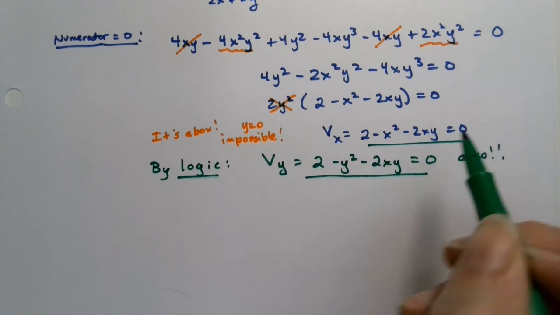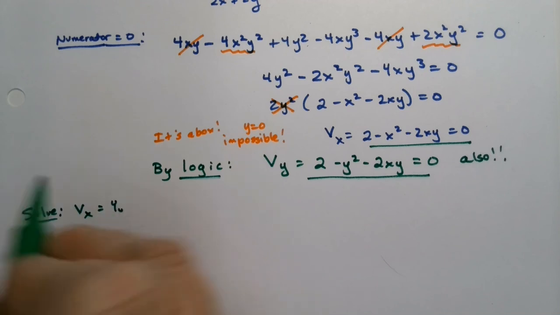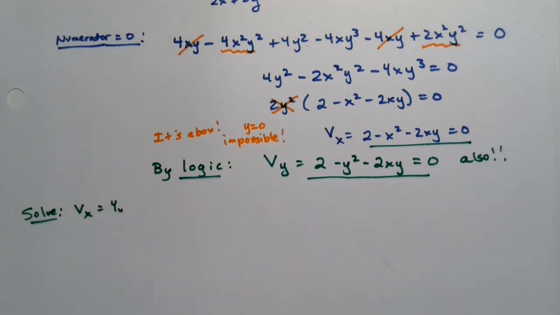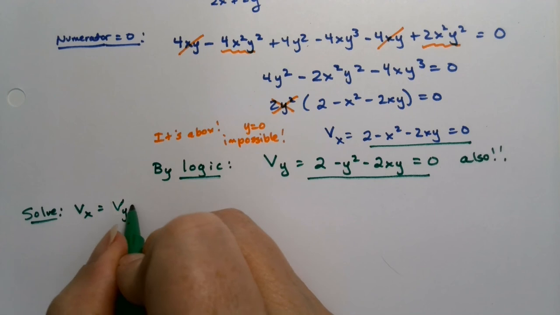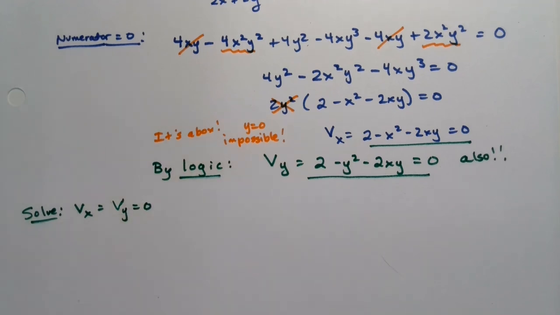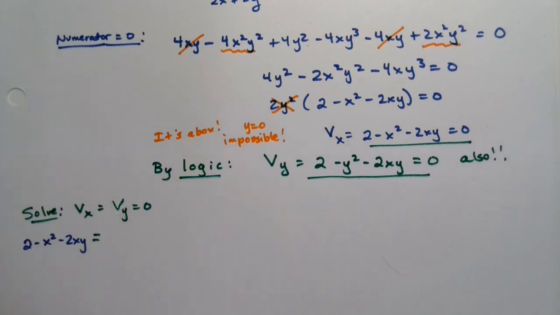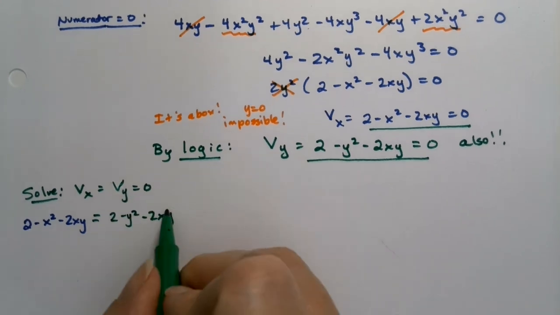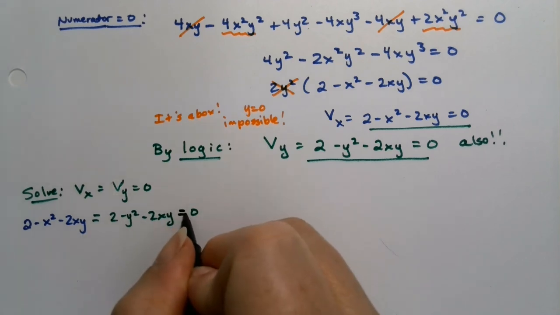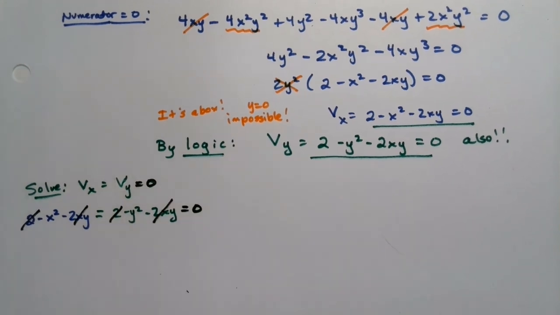Let's take this piece, and let's solve. We know that v sub x and v sub y have to be equal to 0. Which would mean that 2 minus x squared minus 2xy would have to be equal to 2 minus y squared minus 2xy. And they'd all have to be equal to 0, right? All right, well, this is easier than you think because the 2's would cancel. If you subtract 2 from both sides, they're gone. The 2xy's will cancel, and you're left with x squared equals y squared, right?